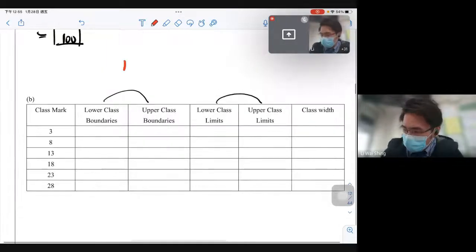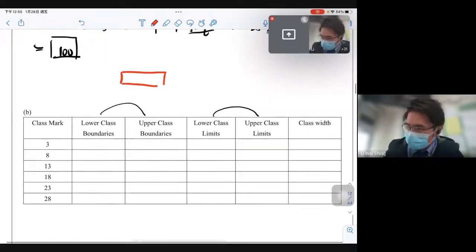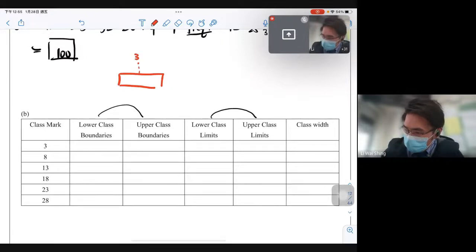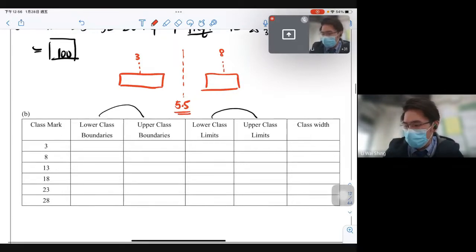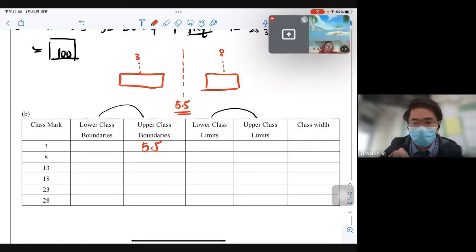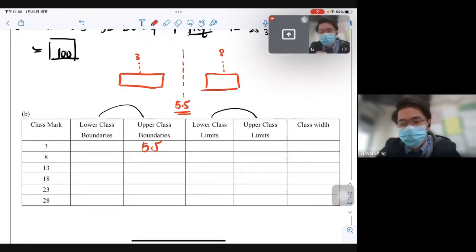So you can draw the figure out. When this is 3, when this is 8, you can draw the figure. The middle number, 5.5, is the class boundary. So it's the upper class boundary for the first class. So it will be 5.5. Okay?